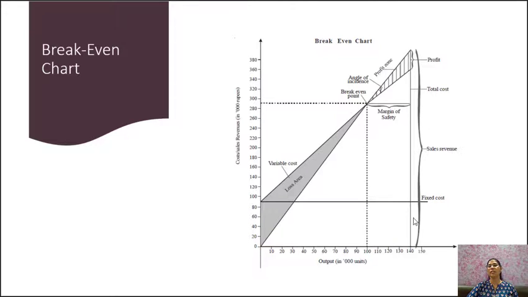So here we can see this is the fixed cost and this is the total sales revenue from this line. This is the sales revenue, and this is the total cost, and this is the profit portion. This is the profit portion only till here. This much is the profit portion, and this is the margin of safety.